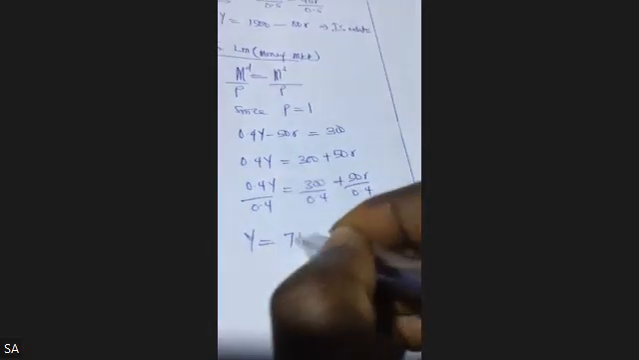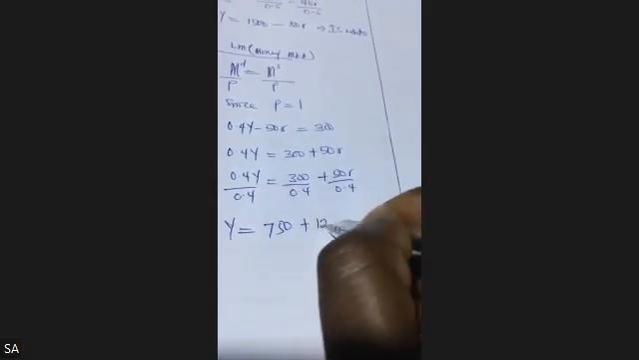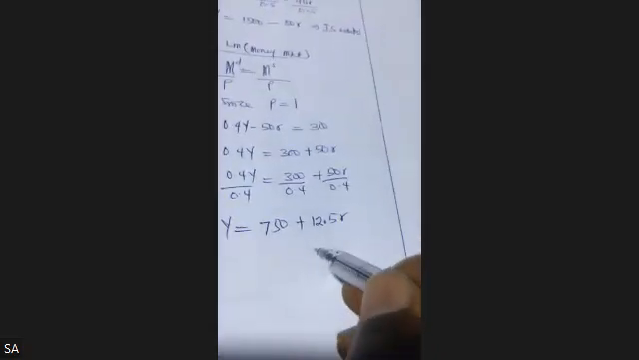750. God bless you, 750. So this is 750. And what do you have here? Plus 12.5R. Thank you, 12.5R. I love that, she said plus. So class, this is what class? LM relation. Class, that is LM relation.